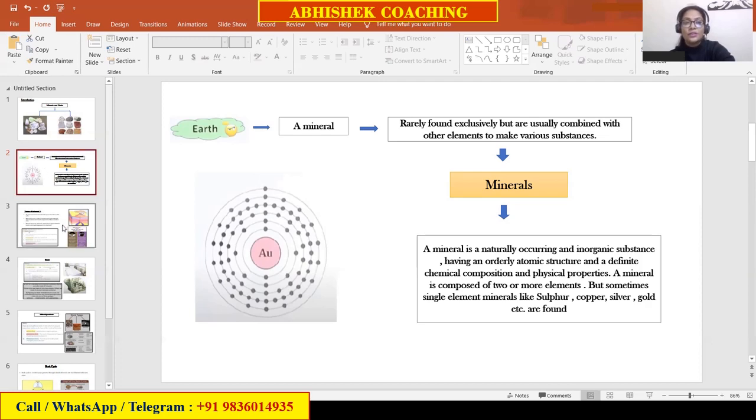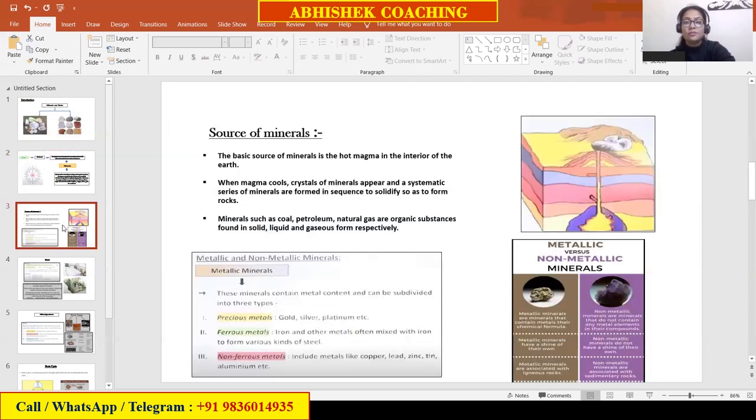Now we'll discuss the sources of minerals. What are the sources? You can see the picture here. This shows the layers of the earth, and the basic source of minerals is the hot magma, the hot magma in the interior of the earth. When the magma cools down, minerals appear. A systematic series of minerals are formed in sequence.